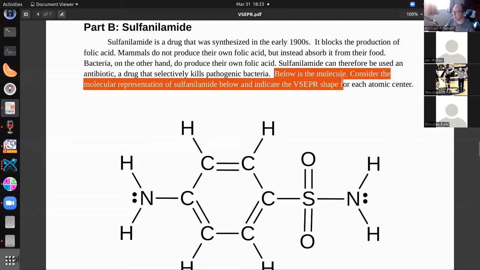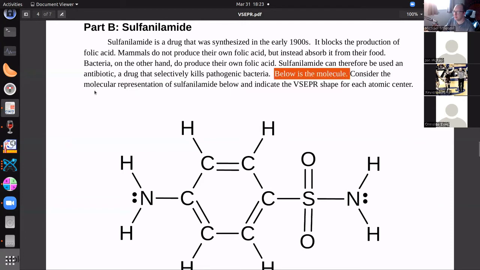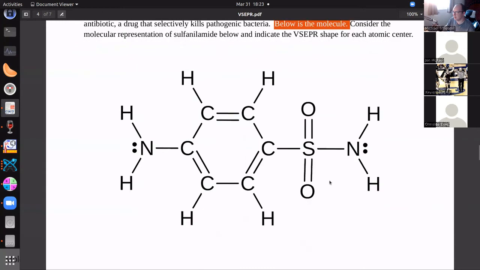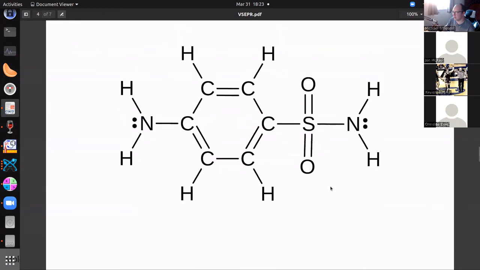Below, we have the molecule. Consider the molecular representation of sulfanilamide and indicate the VSEPR shape for each atomic center. Okay, so let's think about this here.